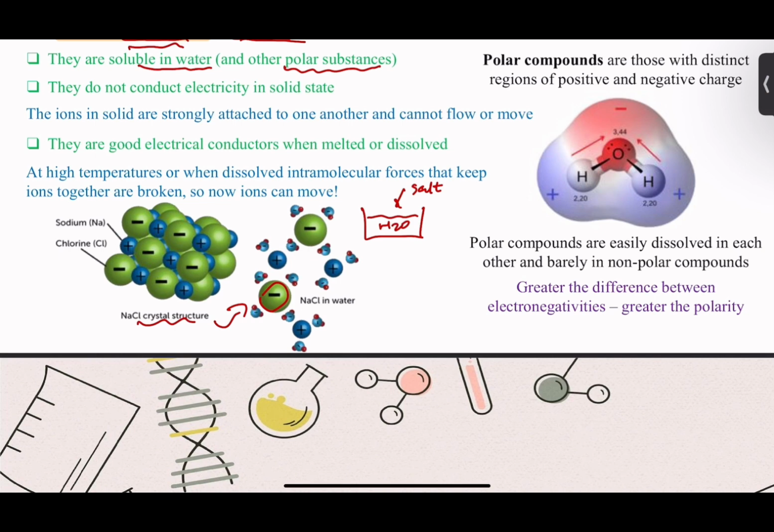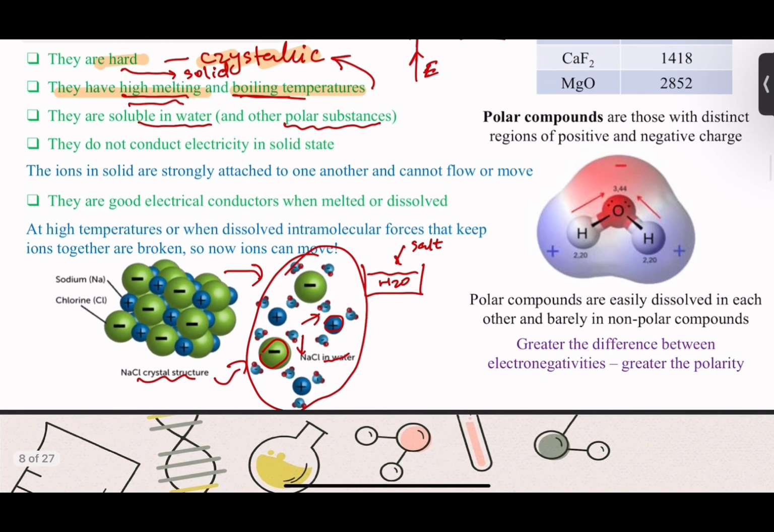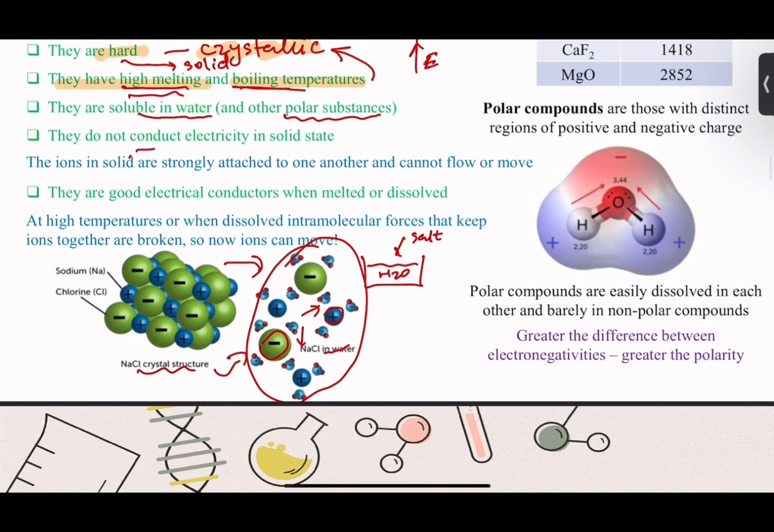You see positive and negative, they stop attracting each other, they dissolve. Now they are in a dissolved state, they go from here to here. So these are soluble in water, but they do not conduct electricity.